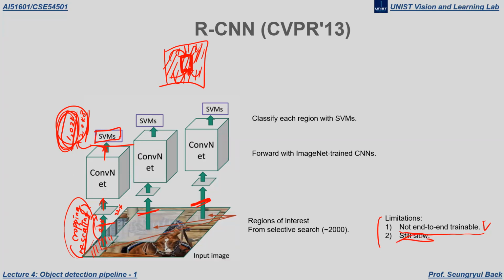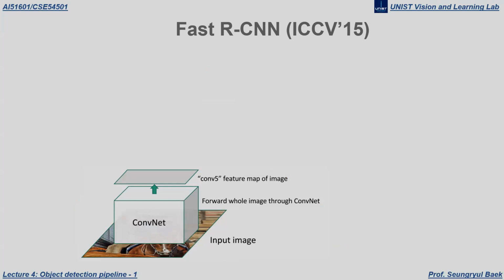Also, we still have to apply the CNNs multiple times, like 2,000 times, right? So it is still slow. Relatively, it is faster than applying the CNN over the sliding window boxes. There is a huge difference, maybe hundreds of times faster, but still it is slow. Applying CNNs 2,000 times is also challenging, so we still need to improve it. So the Fast R-CNN approach appeared after the R-CNN approach, meaning it is a faster algorithm than R-CNN.